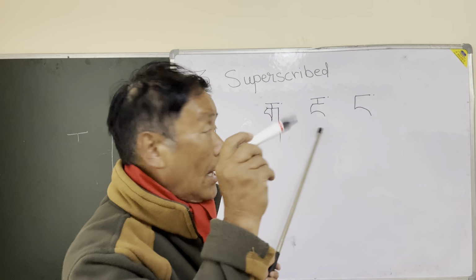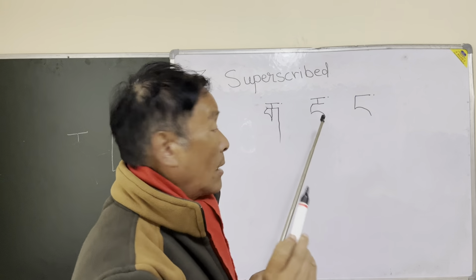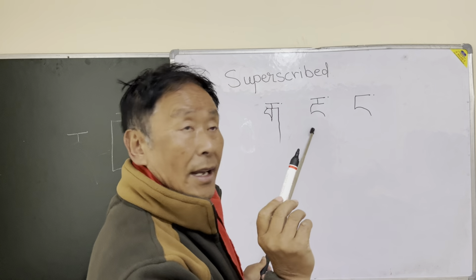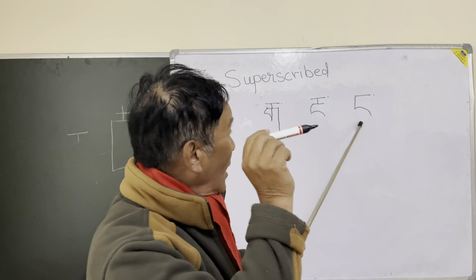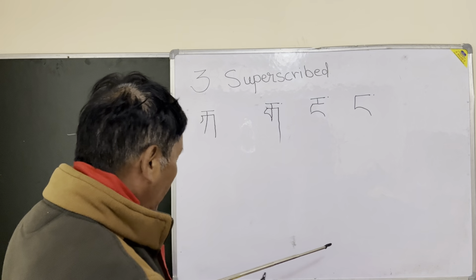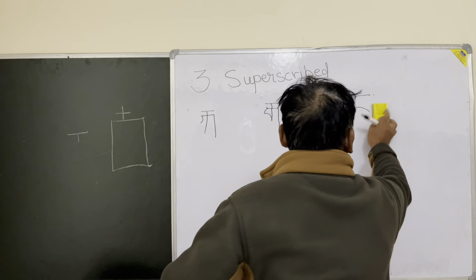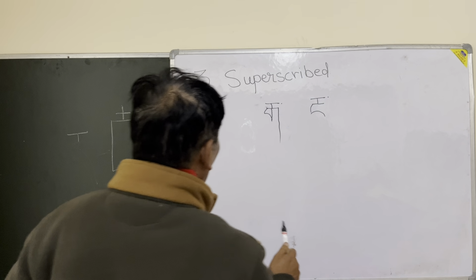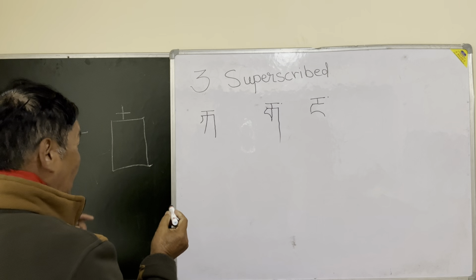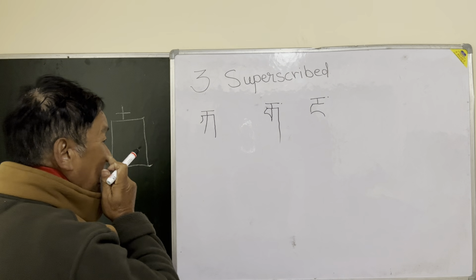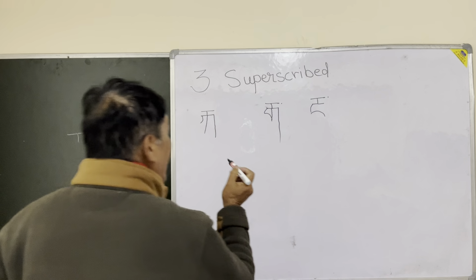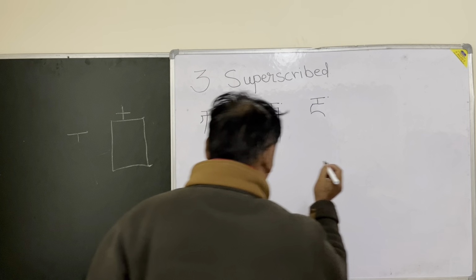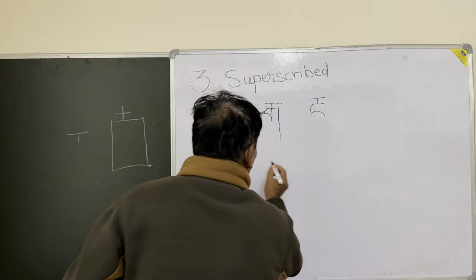Nga, nga, nga. Ka, ka, ga, nga, ja, cha, ja, cha, cha, cha, ja.